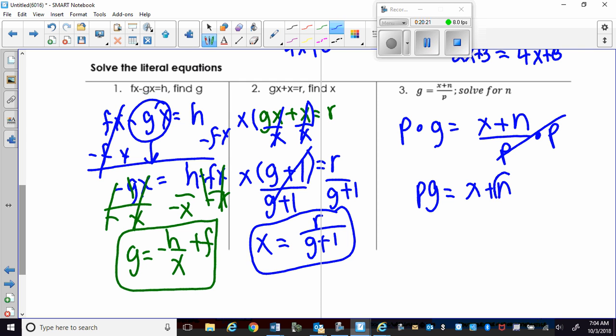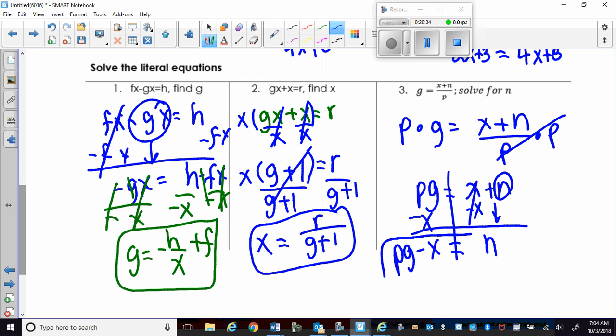Now you're solving for n, so you're going to get rid of the x on both sides. You know these are not like terms, so they just come down side by side of each other. We write them side by side, and your n comes down. And your final answer is pg minus x equals n.